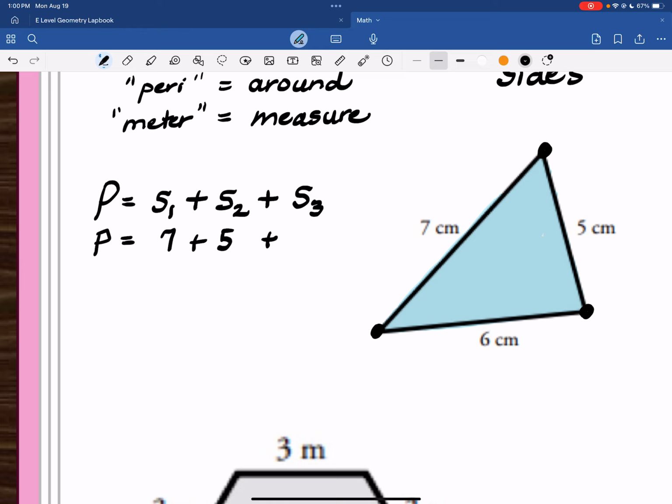7, 5, and 6. And remember, the formula tells me exactly how to solve the problem. 7 plus 5 is 12, plus 6 more is 18. And these are not squares. We're not interested in the swimming pool in the middle. We're interested in the amount of fencing around the outside.